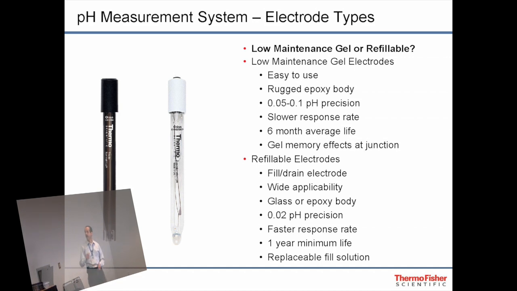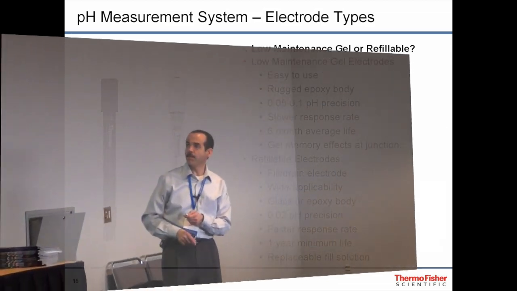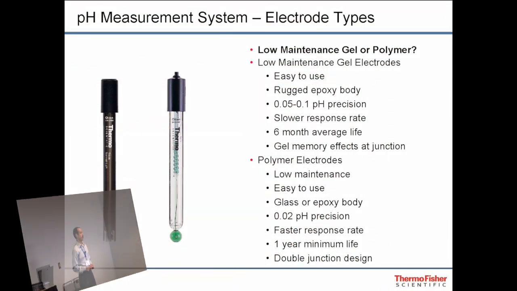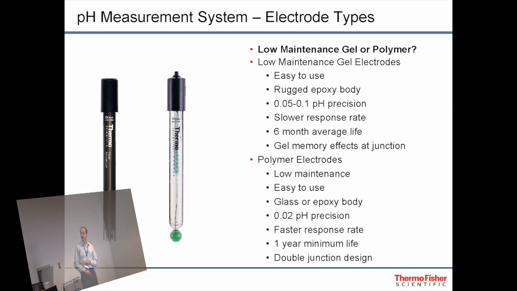There is a compromise. Like most things in life, you can get something that's kind of a hybrid. There is an electrode called a polymer electrode, and a polymer is kind of a high-performance gel. A polymer electrode is more expensive than a gel, not quite as expensive as a refillable electrode, but it is low maintenance, it's sealed, and you get much better precision. So if you want something low maintenance that gives you pretty good response, a polymer-based electrode, where the polymer is the material inside the electrode, would be a good choice. And these are double junctions that work fine in water or wastewater samples.